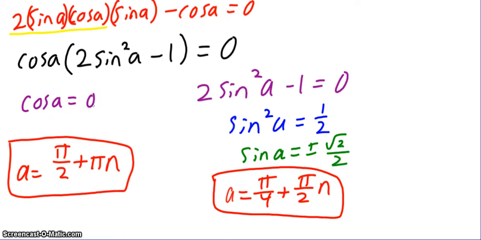Where does cosine of a equal 0? Well, cosine equals 0 at pi halves and 3 pi halves between 0 and 2 pi. So as a general solution, that's going to be pi halves plus pi n. Sine of a equals root 2 over 2, positive and negative, at all of the pi fourth angles. All of the pi fourth angles conveniently are pi halves away from each other. So we're going to have a equals pi fourths plus pi halves n. So those are my two general solutions.